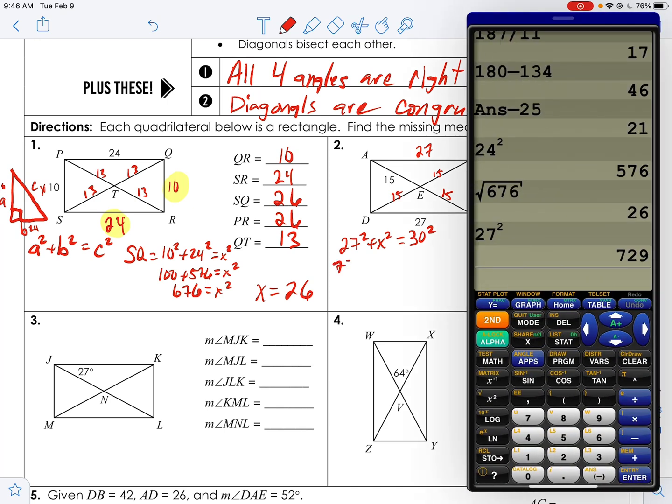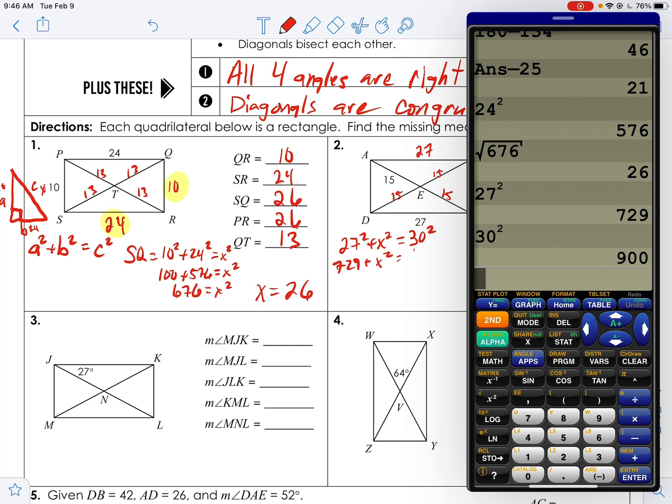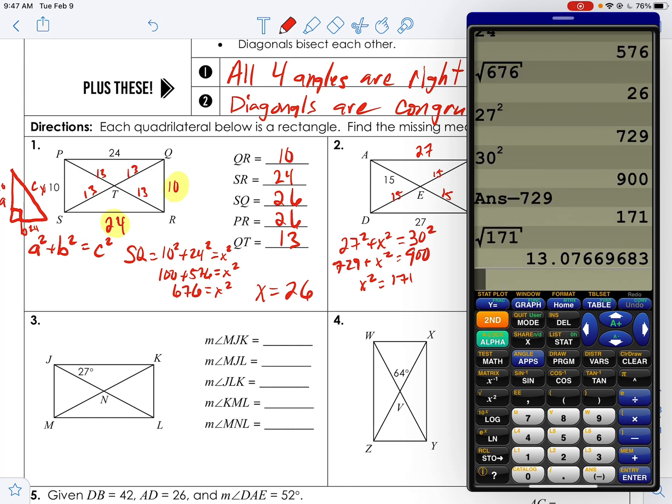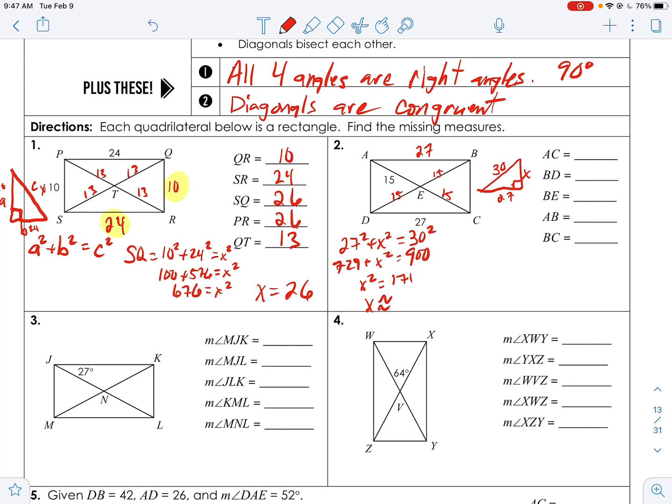So what is 27 squared? 729 plus x squared equals 30 squared. Should be 900 because 3 times 3 is 9 and 2 zeros. Minus 729. x squared equals 171. Let's do the square rootiness. Square root of 171. Okay. So here's where we're going to have to get into the realm of almost, because we're not going to write decimals for the rest of our lives. So x is approximately 13.1. And we're just going to consider that that's 13.1 because we have to, right?